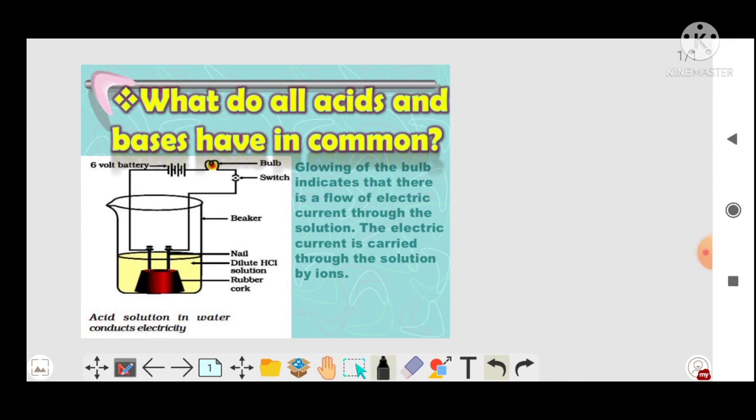What do all acids and bases have in common? The common thing is that an acid solution in water conducts electricity, and a base solution in water conducts electricity. Glowing of the bulb indicates that there is a flow of electric current, obviously through the solution. The electric current is carried through the solution by ions.